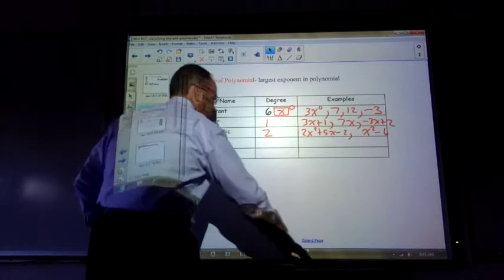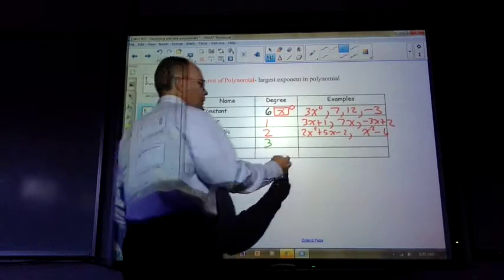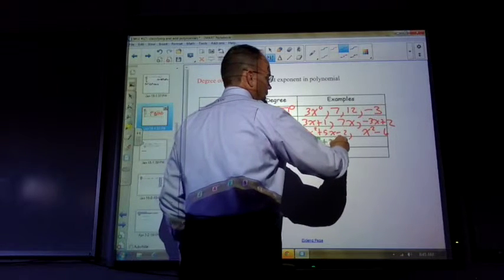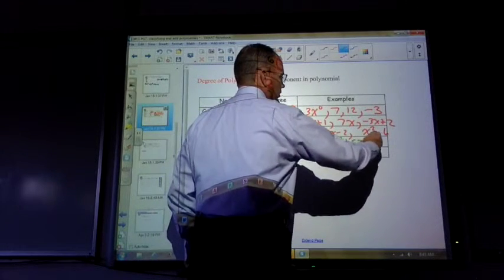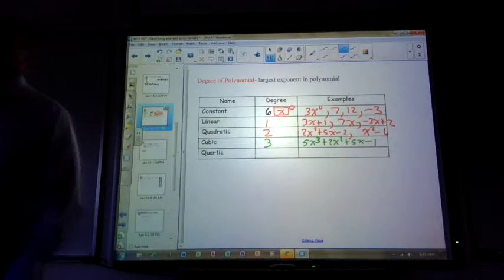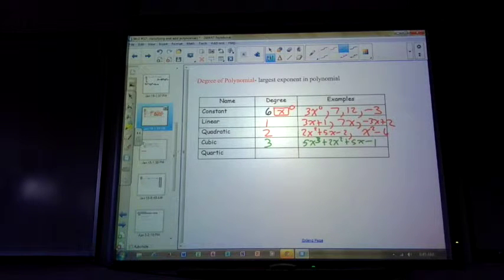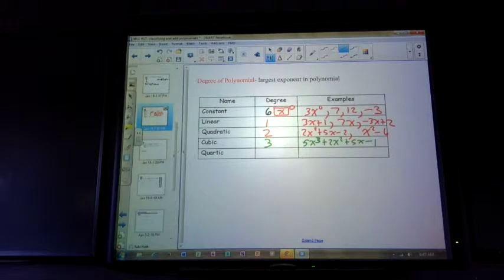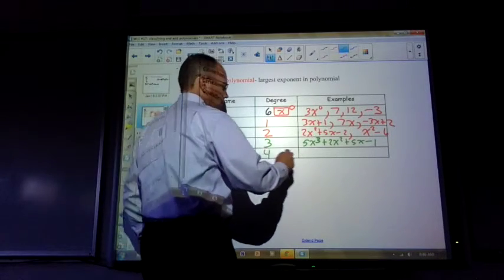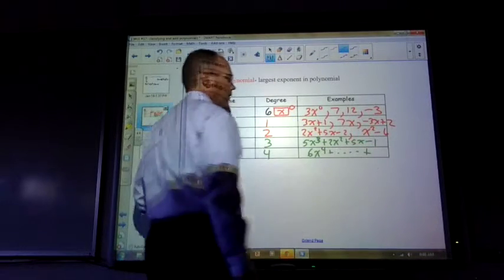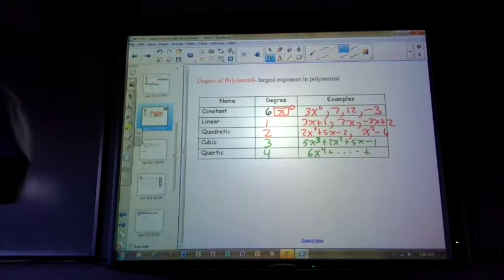Raised to the 3. Okay? So a cubic would be like 5x to the 3rd plus 2x squared plus 5x minus 0. Okay? Cubic polynomials are raised to the 3rd power. Cubic means it's in the 3rd dimension. And then you have something called a quartic. Take a shot at that one. Quartic is to the 4th power. So it's some number to the 4th power plus a bunch of whatever. Okay? Quartic is in the 4th power.